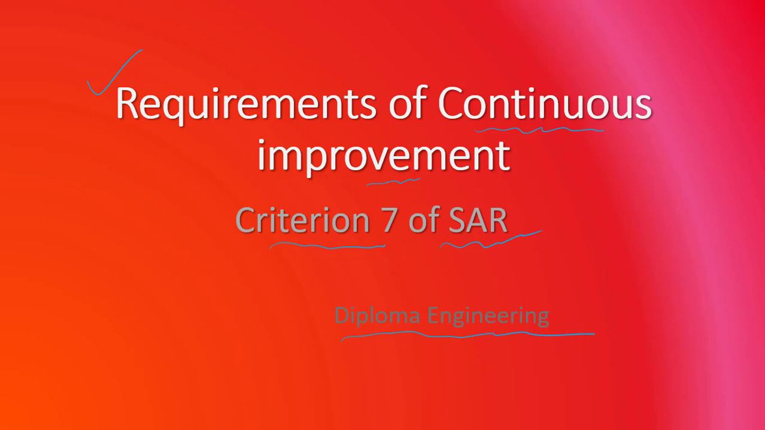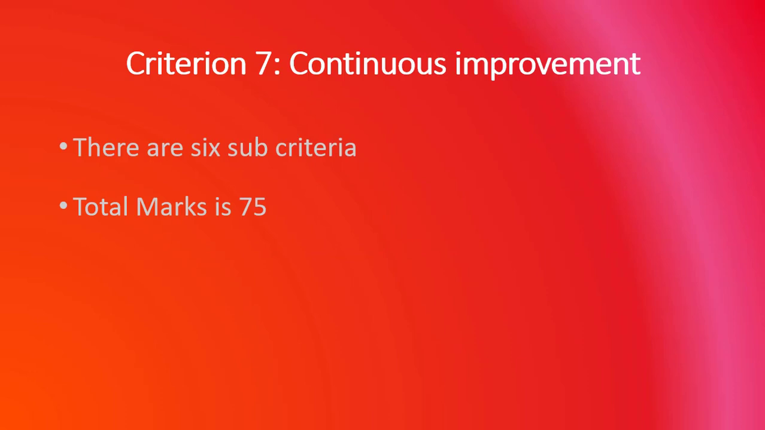It includes improvement actions taken targeting the POs and PSOs with documentary evidences and gap identification and analysis, student success index, improvement evidences, improvement in placement and higher studies, activities of academic audit and recommendations, and so on. And there are 6 sub-criteria for a total of 75 marks. We'll discuss one by one.